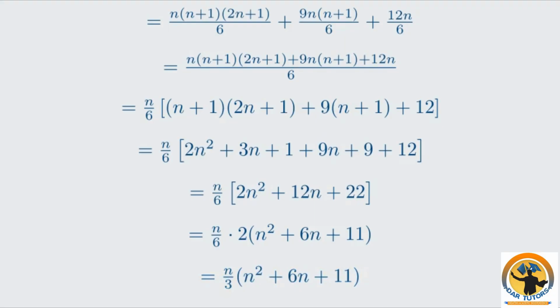To recap, we expanded the general term, used the properties of sigma notation to split the sum, applied standard formulas for the sums of k and k squared, and then used algebraic manipulation to simplify the result. Let's quickly recap what we've learned today. We started by defining a series as the sum of the terms of a sequence.